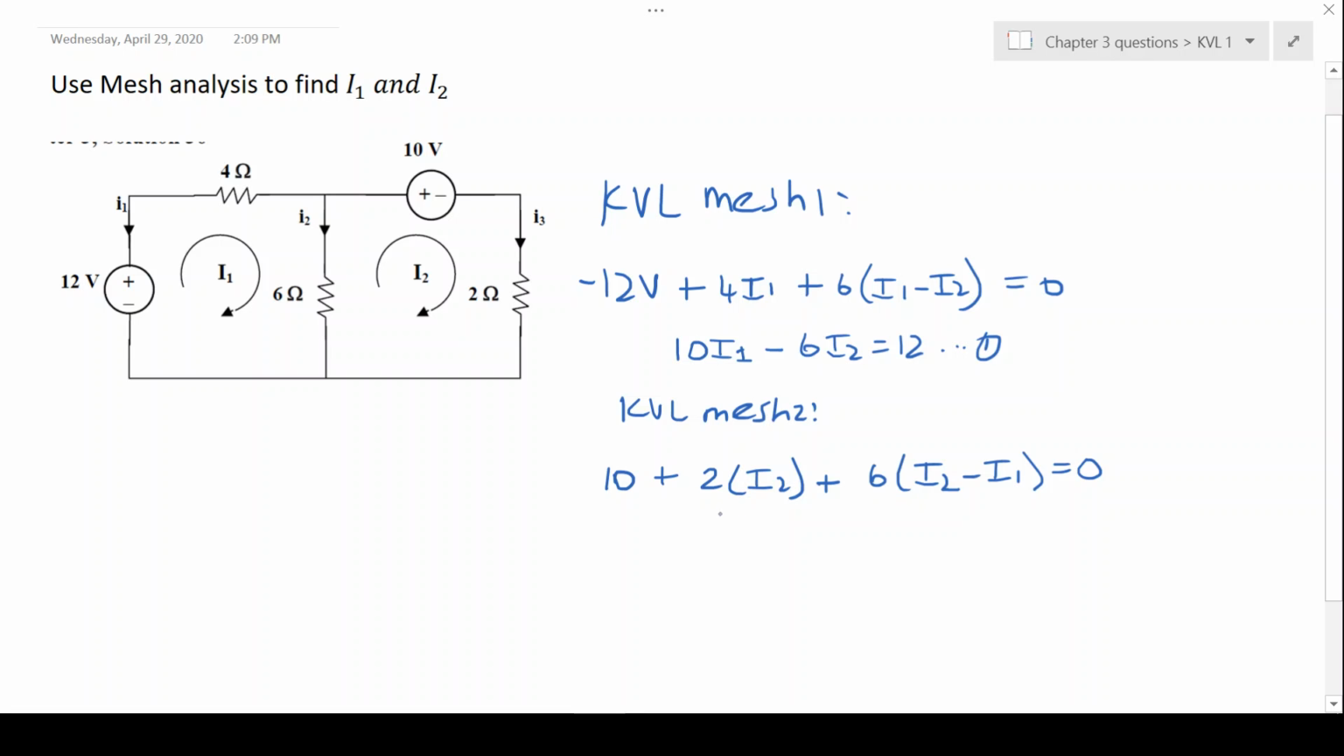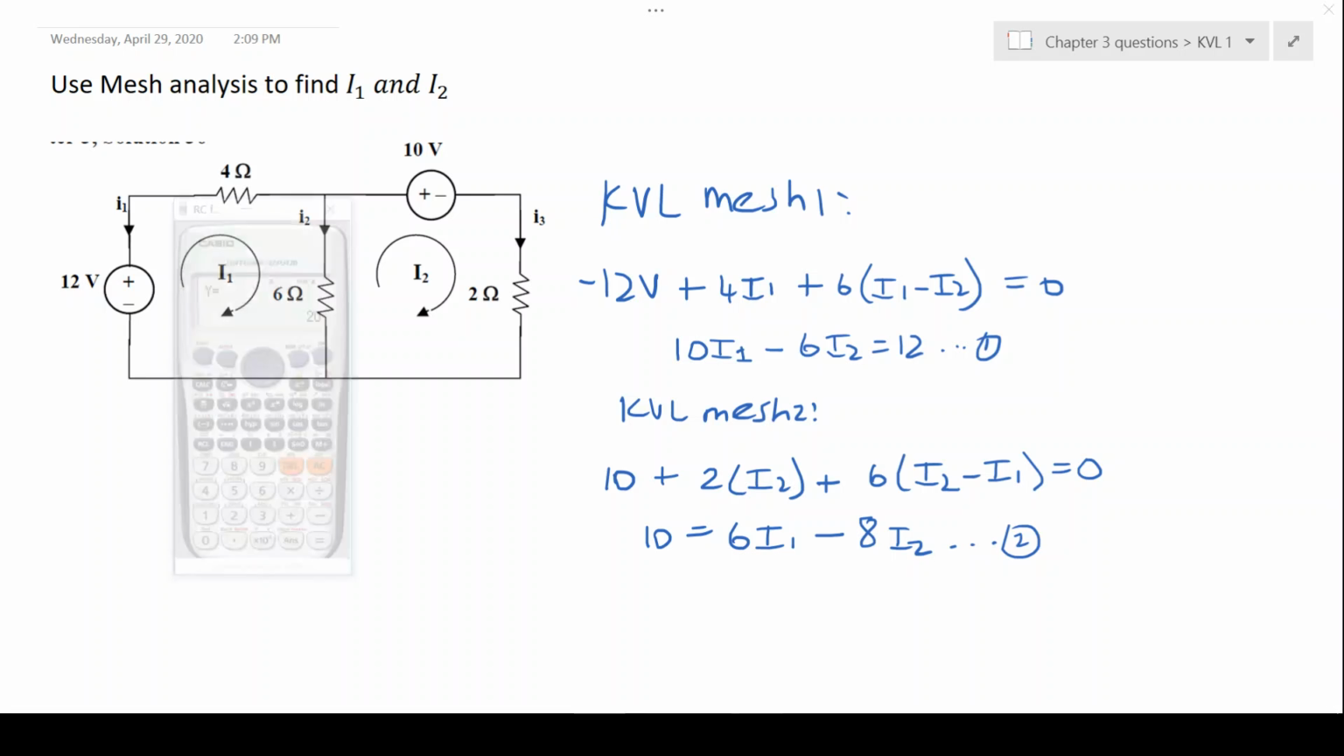So if we simplify this, let's start with the current. 10 is equal to minus 6 I1 on the other side, so it will be 6 I1. And in place of I2, we're going to have 2 I2 plus 6 I2, which is 8, but it will be negative, so negative 8 I2. So positive 10 is going to give us negative 8 I2 plus 6 I1. And this will be our second equation.